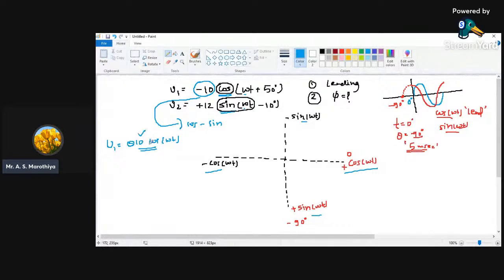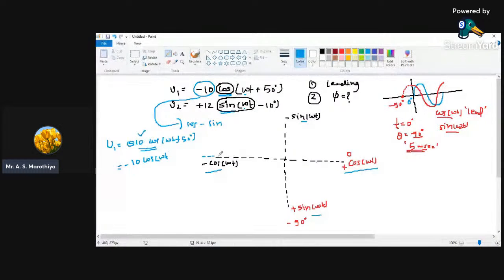So this 10 we need to indicate corresponding to the length of the phasor, and then we have the concept of phase, and the phase is plus 50 degree. Plus means anti-clockwise sense, with respect to the reference. But we need to take this as a reference because the quantity is minus 10 cos omega t. If you ignore this 10, it is nothing but minus cos omega t. That's why we need to draw this phasor on the minus cos omega t axis.